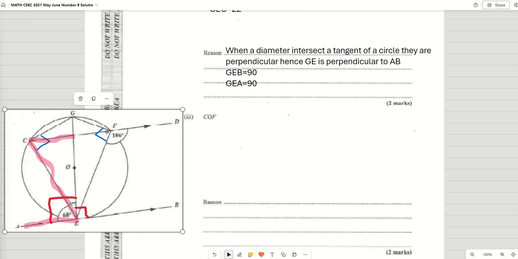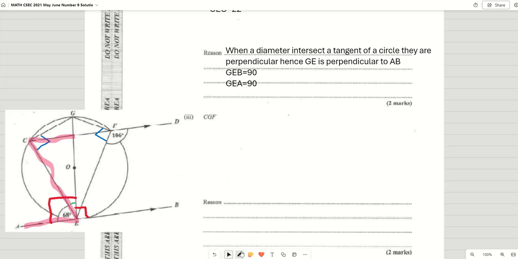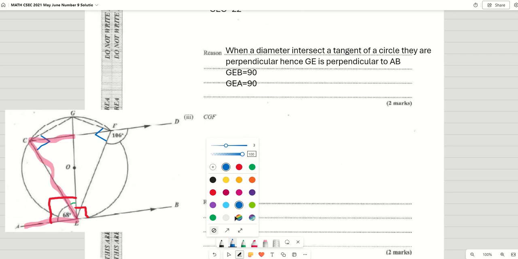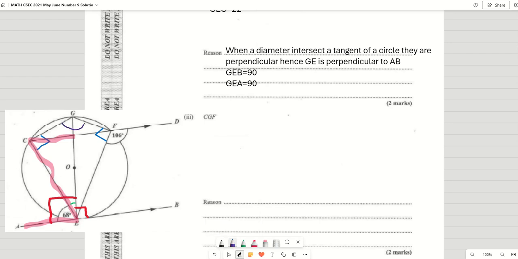CGF. Alright, now CGF, you will be like, well, if I have to find the angle of CGF, let's label it. Alright, they're asking you, I don't want to use blue, I'll use purple. They're asking you for this angle here. What do we know about that angle there?